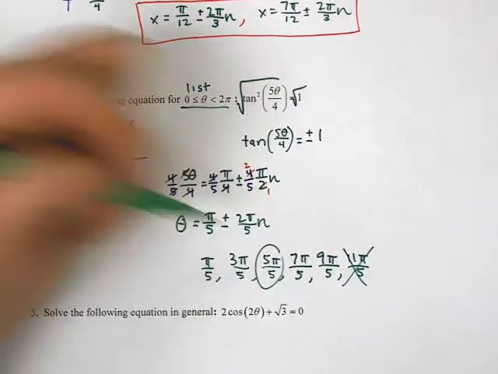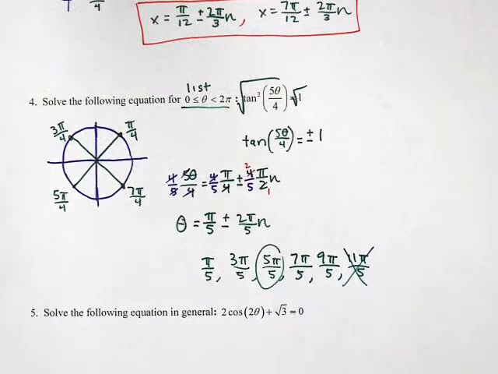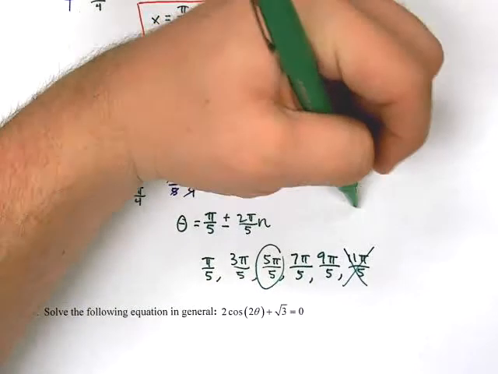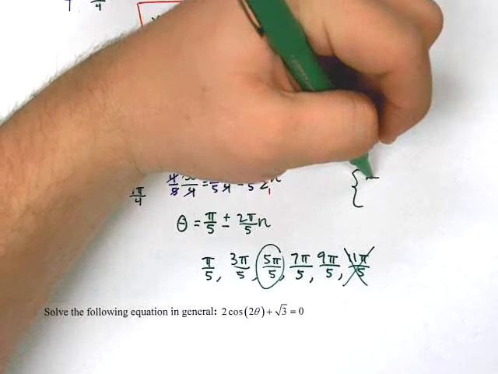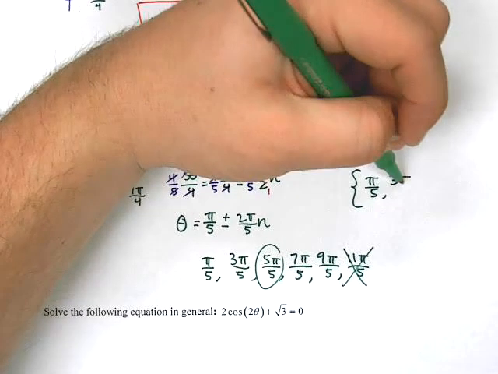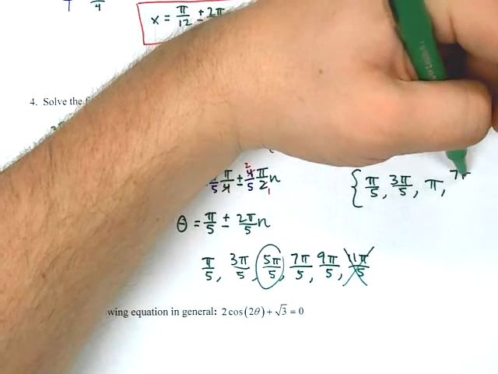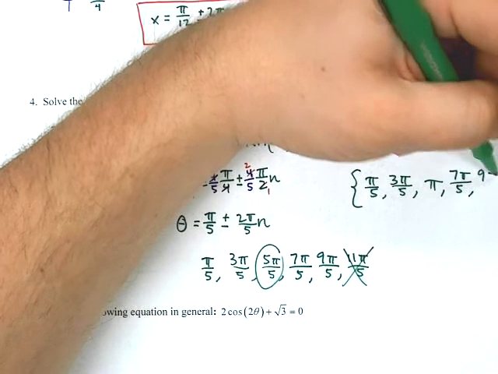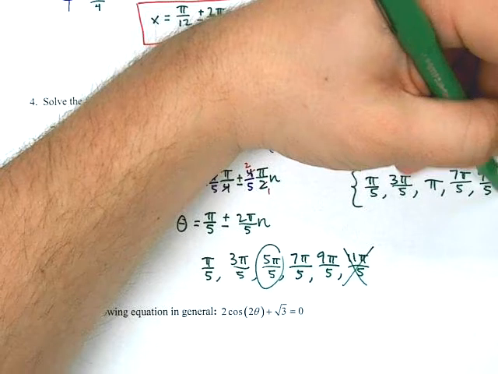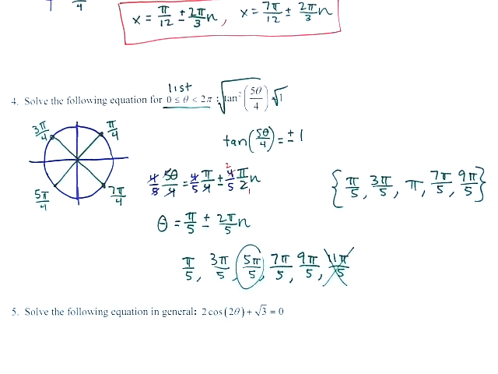We also know that we can do something with that. And so I finish up by making a nice final list: pi over 5, 3 pi over 5, pi, 7 pi over 5, and 9 pi over 5. And we call it a day on that problem.